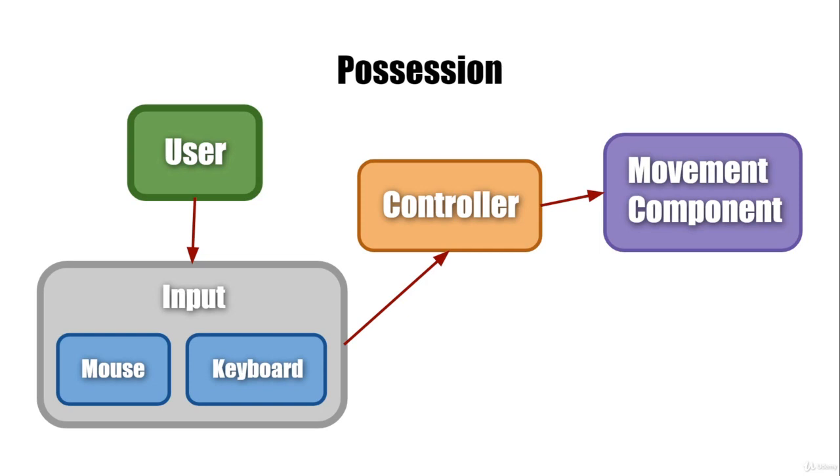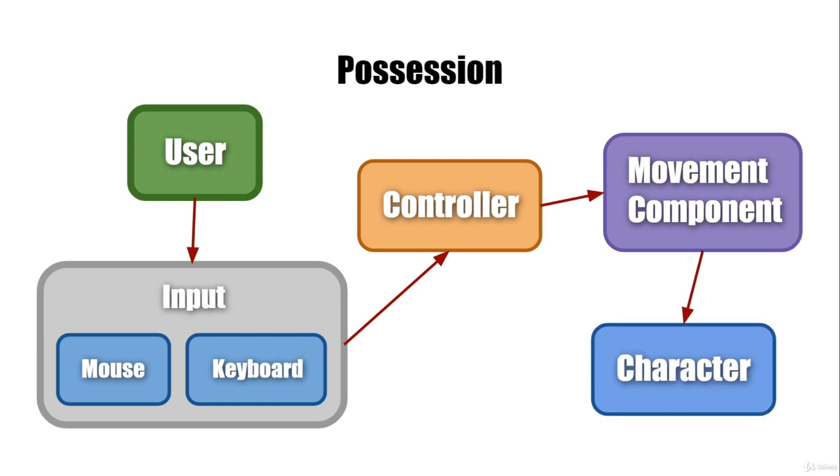But once those calculations are performed, then the movement component can move the character. The movement component contains variables such as the maximum walk speed for a character. So this is the flow of information from user to character. Now let's dive into the engine and program some movement functionality for our character.